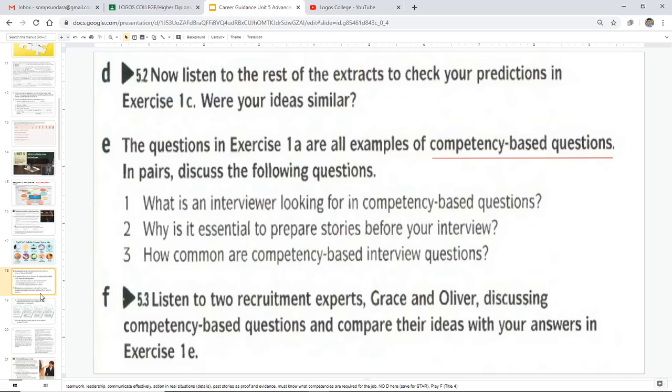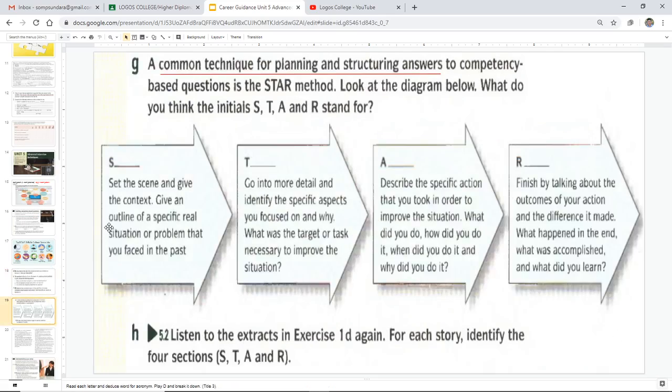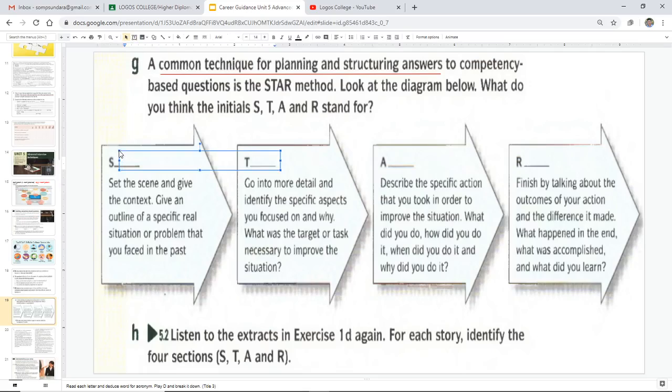Today, I want to talk about a method that a lot of people use to help them plan and structure an answer to competency-based questions, right? It's called the STAR method, S-T-A-R. Okay? And each letter stands for something different.